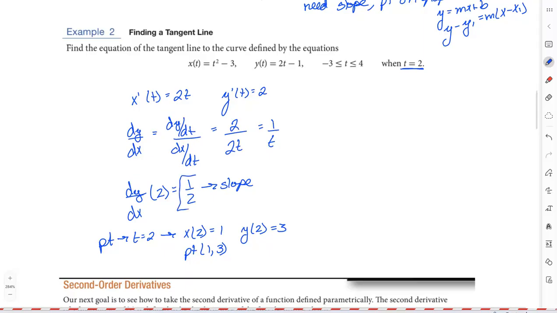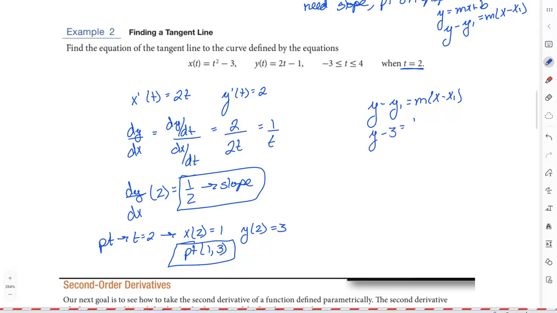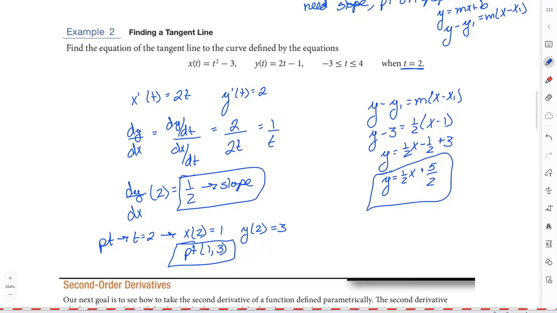So I have a slope. I have a point on the graph. So I'm going to use the point-slope formula: y minus y1 equals m times x minus x1. So we're going to have y minus 3 equals 1/2 times x minus 1. So y equals 1/2 x minus 1/2. Now I'm going to add that 3 over. So y equals 1/2 x plus 5/2. So there's our tangent line.